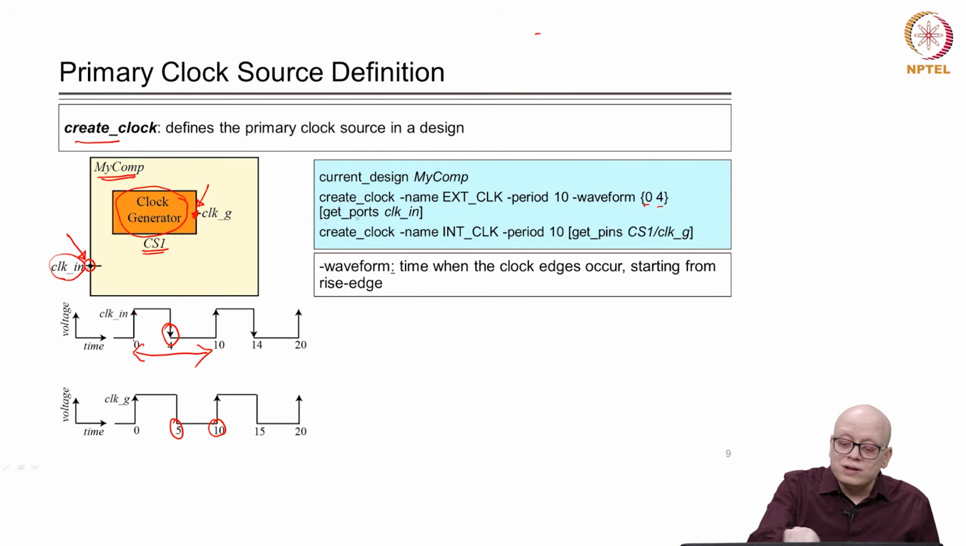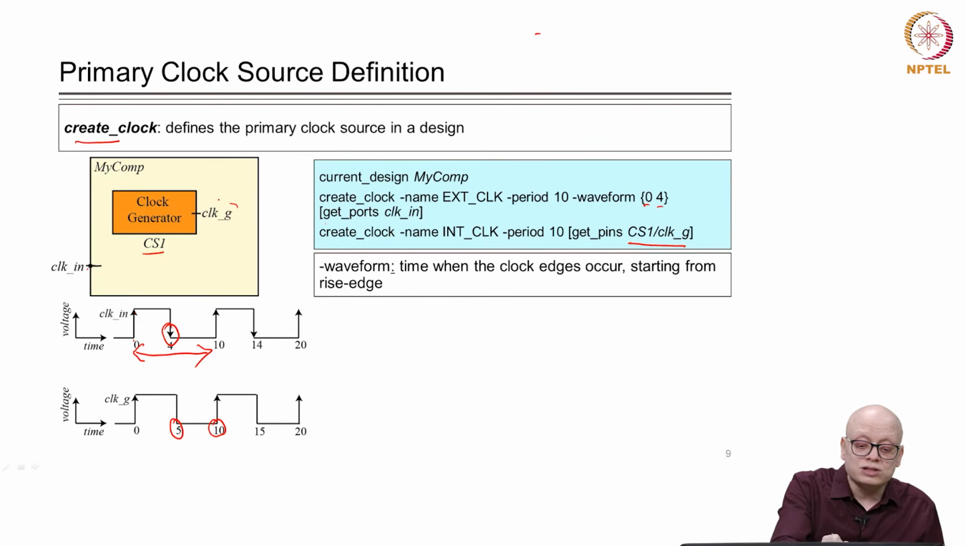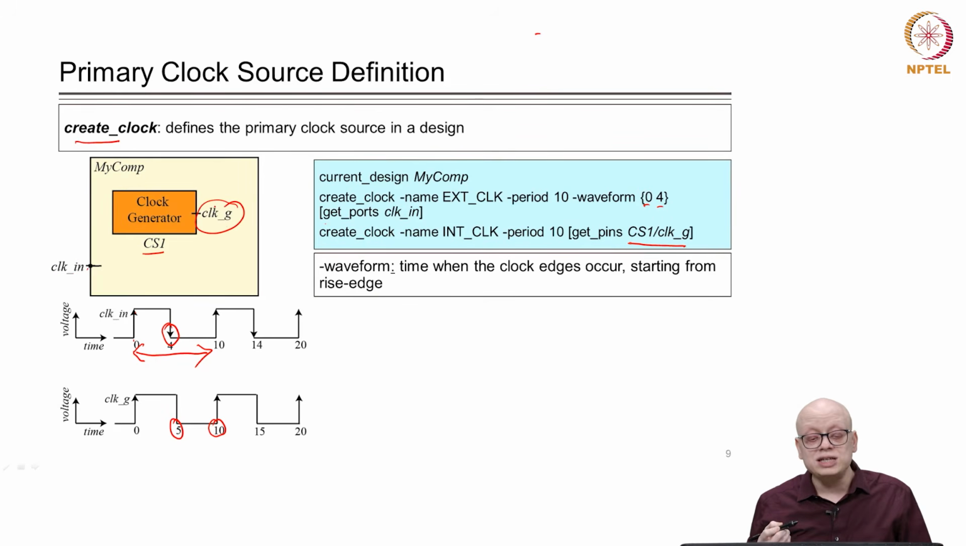Suppose we give the name of a pin CS1 clock underscore G, and there was no clock generator in our circuit, and there was no pin with the name clock underscore G and the instance name CS1. In that case, what will the tool do? The tool might provide a warning or an error, because that is basically a wrong constraint. You should not expect that the tool will actually implement or instantiate a clock generator in our design when we give this command create clock.